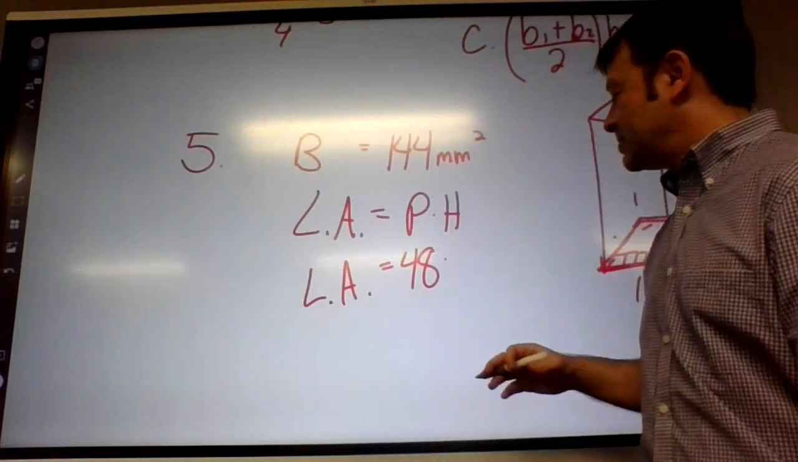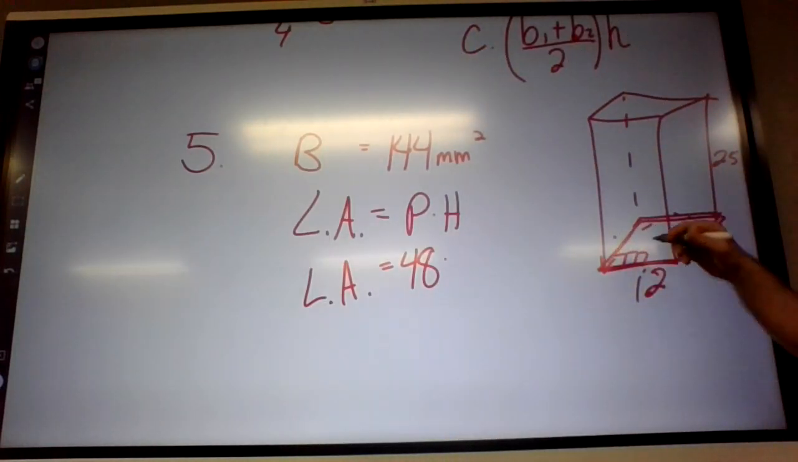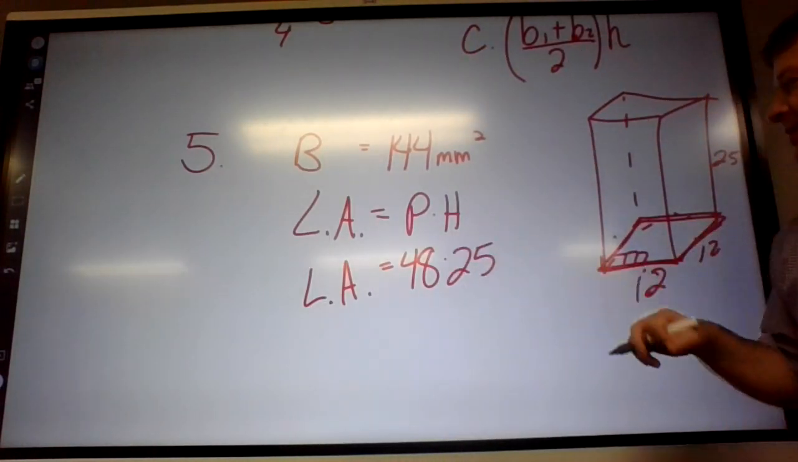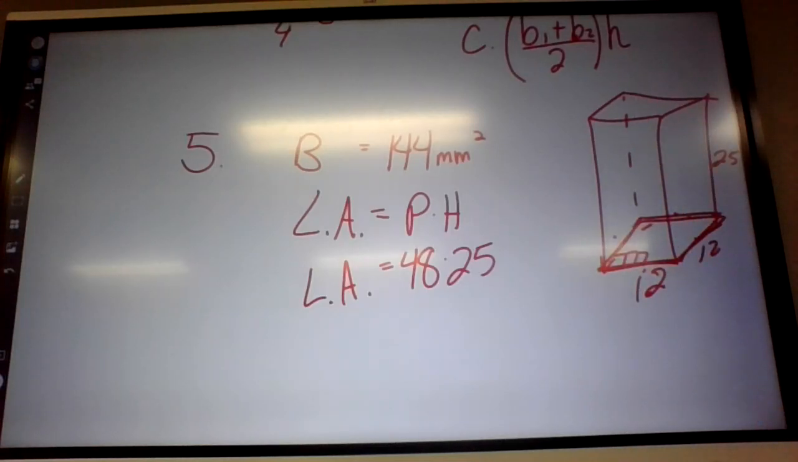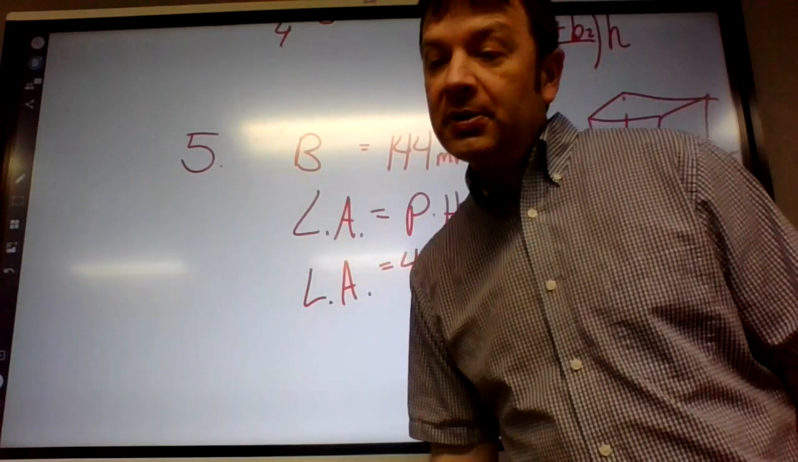This is 25, it says in the picture. They just told us. Okay, that will give us the lateral surface area. That'll give us how many squares fit on the side. It's a large number. What does that come out to? 1,200.